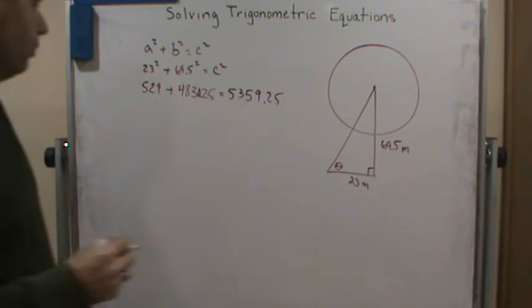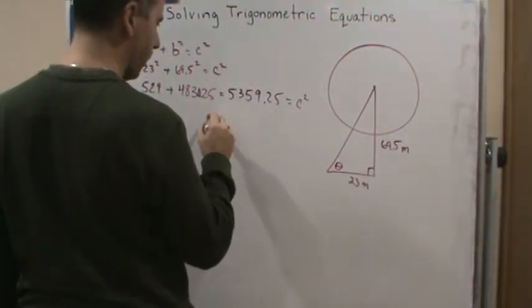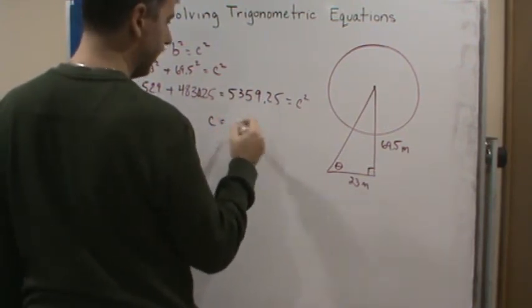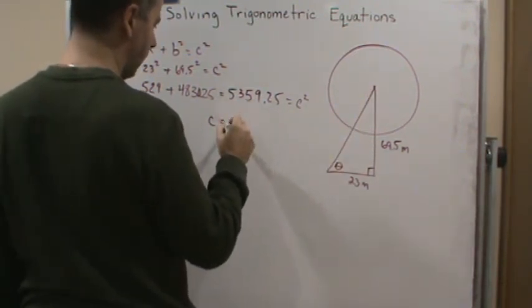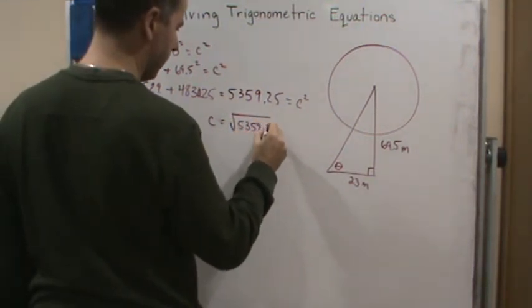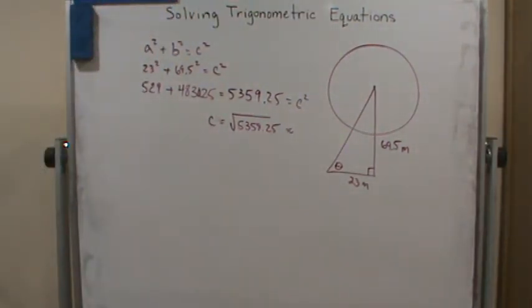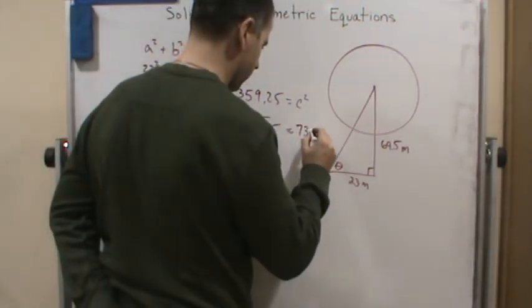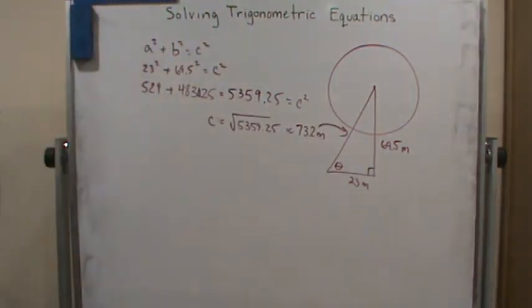Okay. And so now what we're going to do is, that's going to be equal to c squared. And if we take the square root of both sides, we get, now we're talking about the hypotenuse, we're talking about length, so it can't be negative. So this is going to equal the square root of 5359.25, which is going to be approximately equal to 73.2 meters. Okay, so that's the length of the wire that we need.